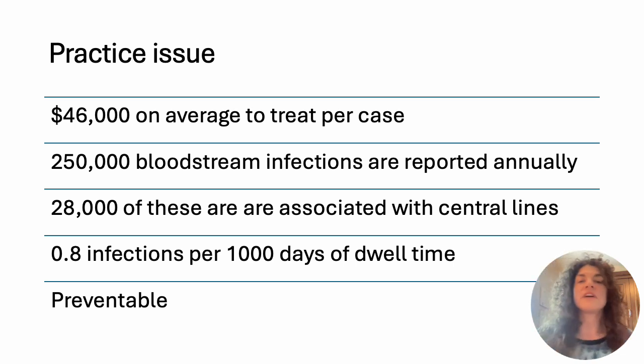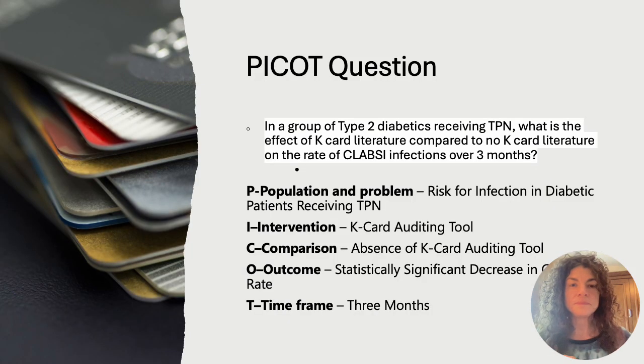250,000 bloodstream infections are reported annually. So interestingly, maybe there are some that are not being reported. It might be twice that. Who knows? So 0.8 infections per 1,000 days of dwell time, and they are preventable.